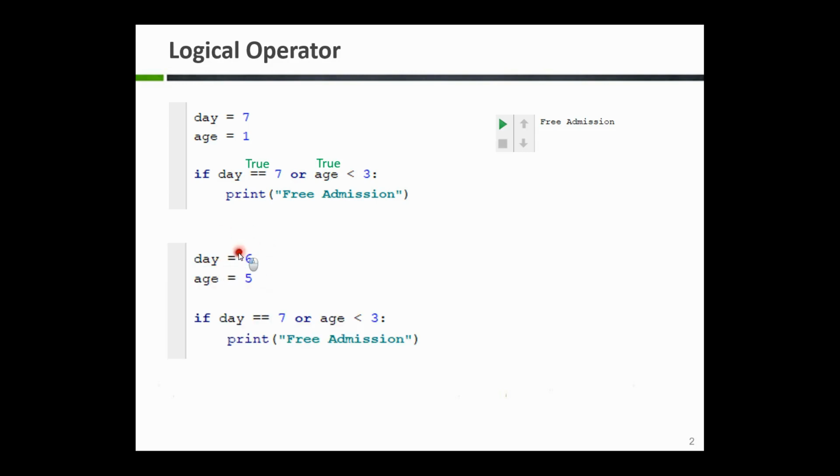For this case, we change the day to 6 and the age to 5. Now day equals 7 returns false, and age less than 3 also returns false because 5 is not less than 3. When you combine them with OR, it returns false. So in this case, you do not print anything because the OR condition returns false.